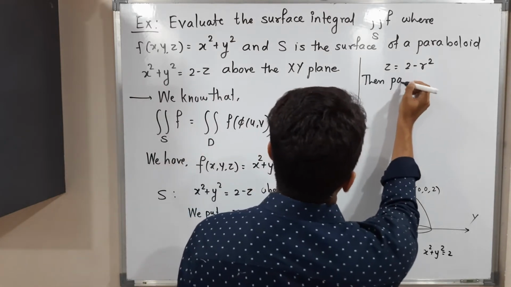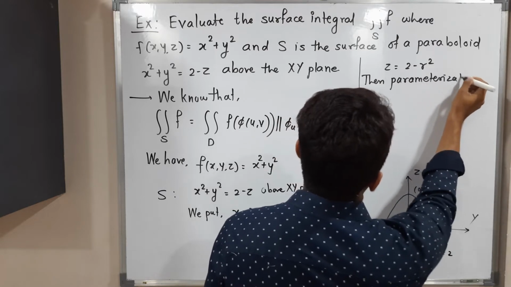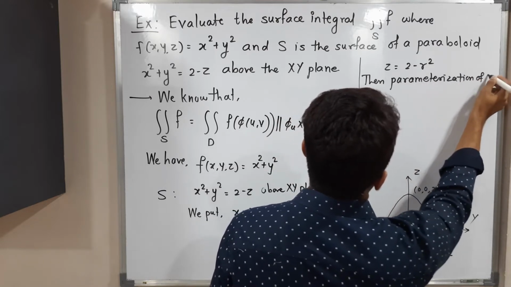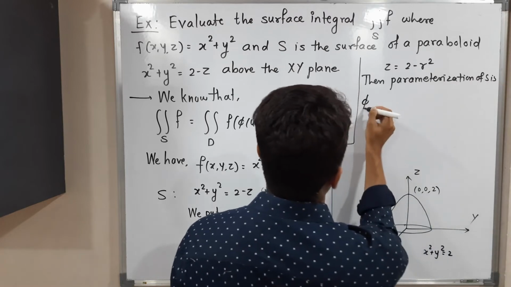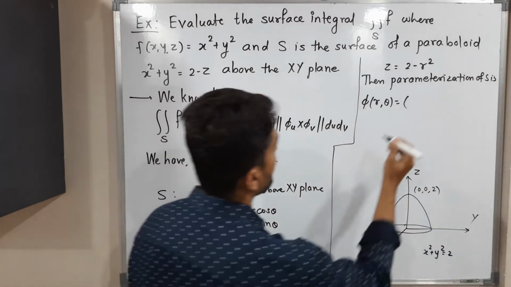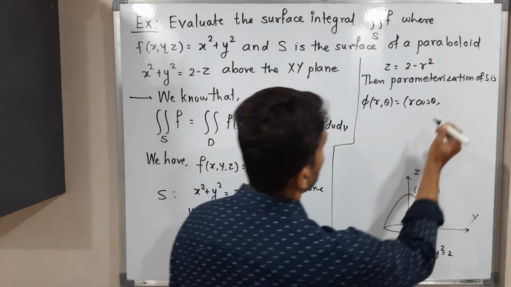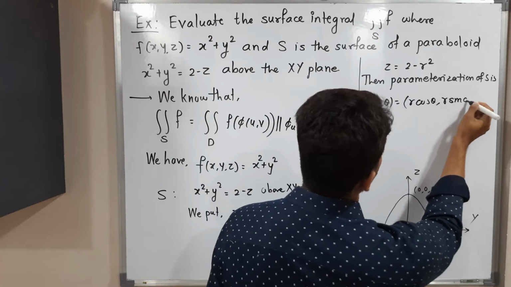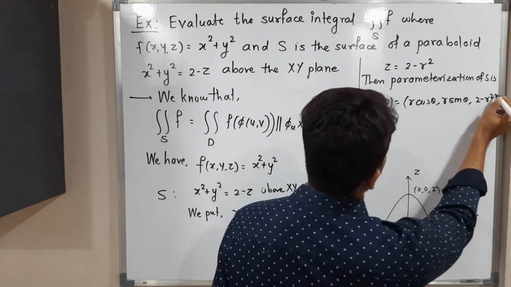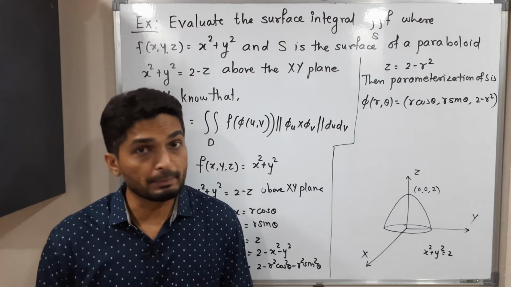Then the parameterization of S is phi of r theta. I will mention, what is our x? R cos theta. What is our y? R sin theta. And what is our z? 2 minus r square. So now we have 2 variables r and theta, so we should find their limits.